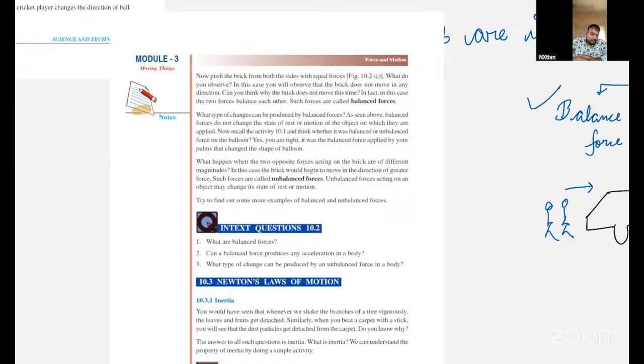In fact, in this case, the two forces balance each other. Such forces are called balanced forces. What type of changes can be produced? Underline this. When two forces balance each other, they are called balanced forces.